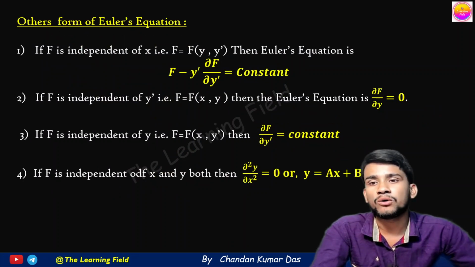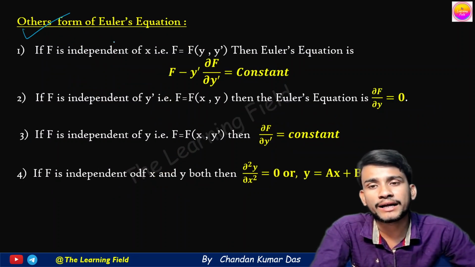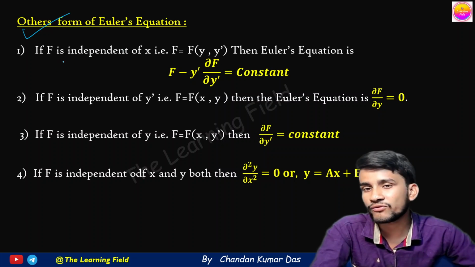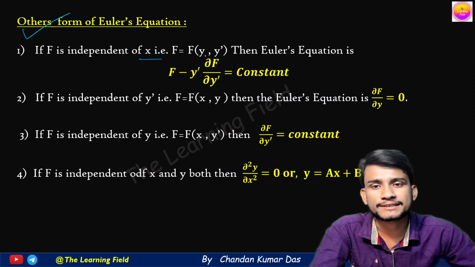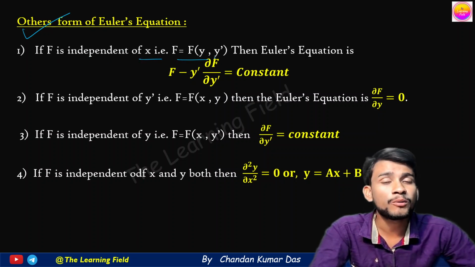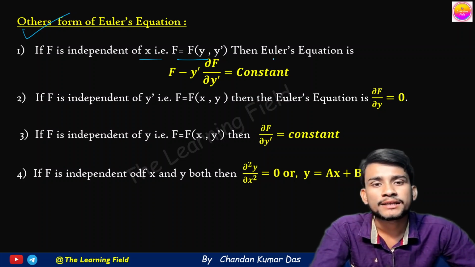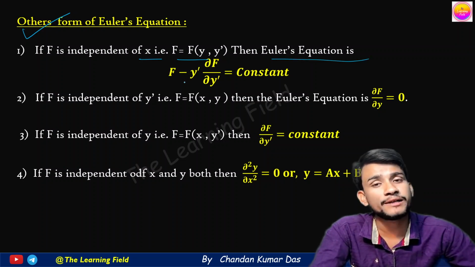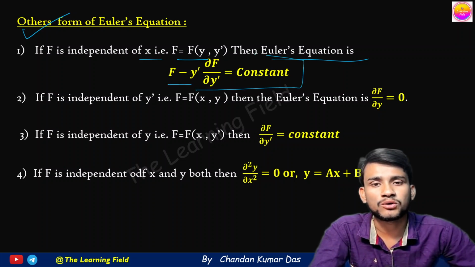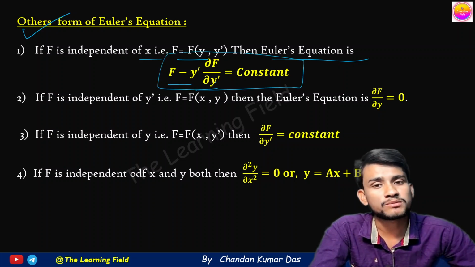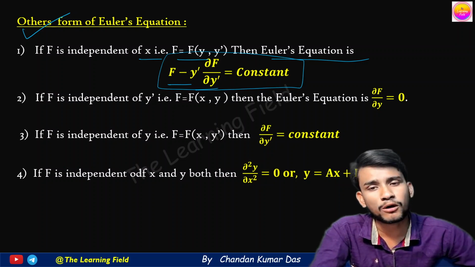Now the other form of the Euler-Lagrange equation: if f is independent of x, that is, f is equal to f of y and y' only, then Euler's equation may be written as f minus y' del f by del y' equal to a constant. These forms are important, but the main form is this one.